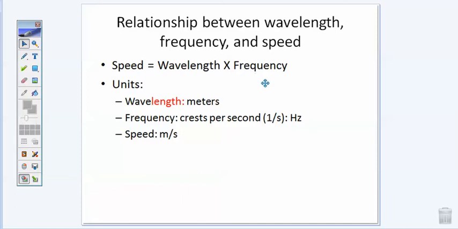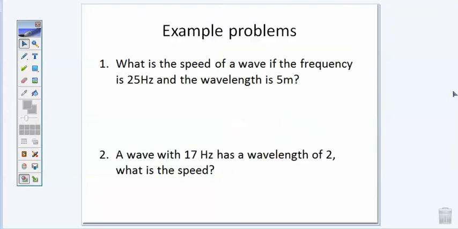Now, before we dive in, let's get a little bit of background on our units. When you hear the word wavelength, because it's a length, it is usually measured in meters, and so we're going to use meters for that. Frequency is defined as crests per second or waves per second, which is 1/second. So it's 1 per second, and that is denoted by the hertz, capital H, lowercase z. So when you take the wavelength, which is meters, times the 1/seconds, you would get meters per second, which is our unit for speed.